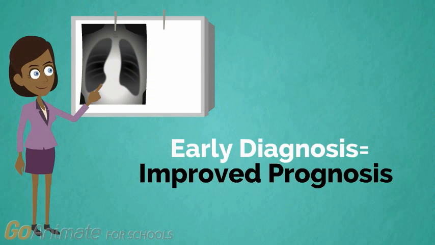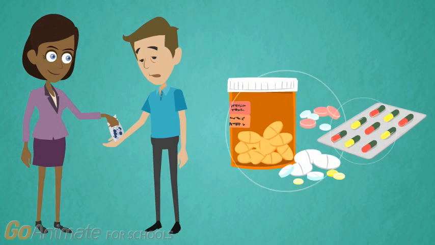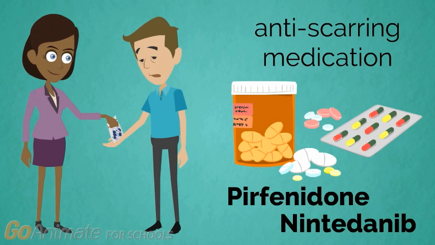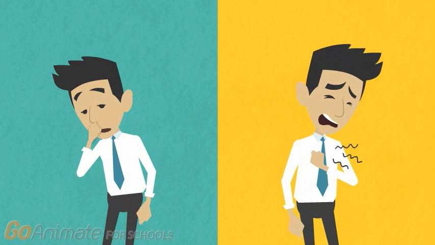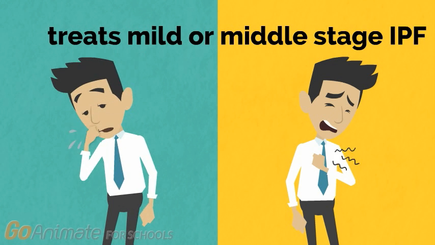Early diagnosis of IPF is crucial for improved prognosis of this disease. It allows therapy to be implemented earlier using anti-scarring medication such as pirfenidone and nintedanib to slow the progression of IPF. These therapeutic drugs are found to be effective when treating patients with mild or middle stage IPF.